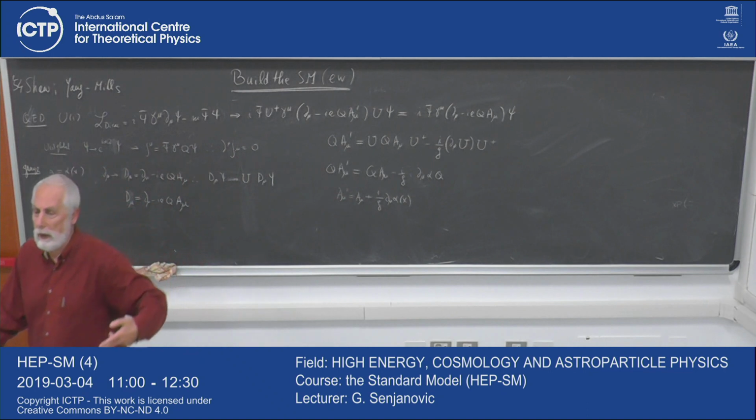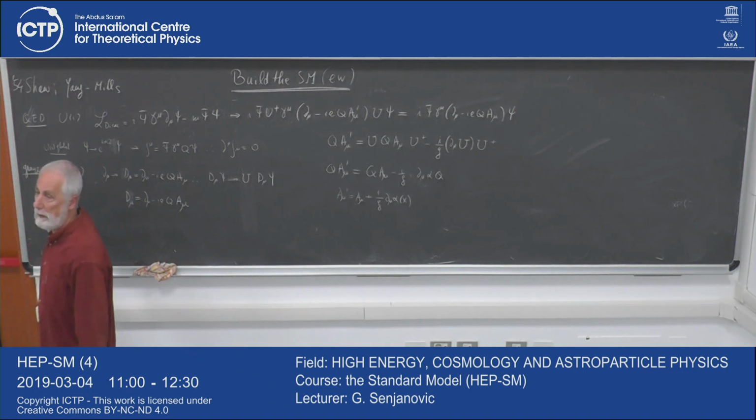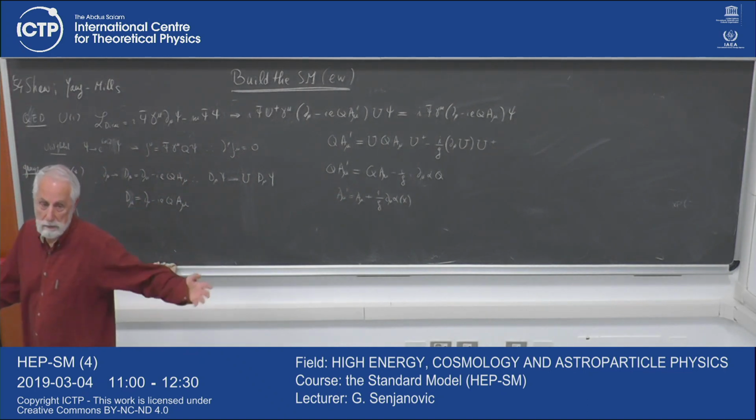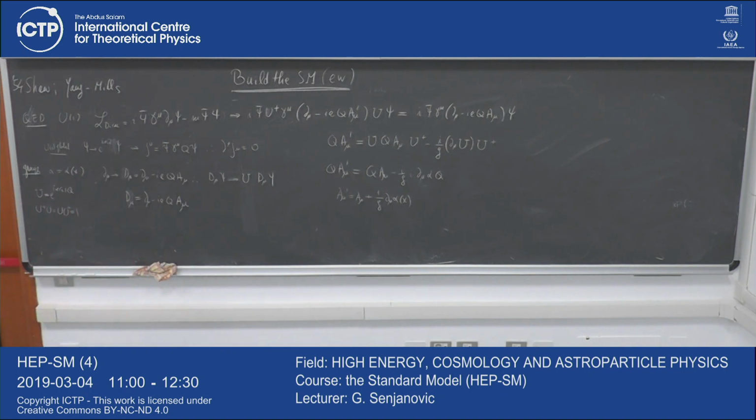Minus i times i is 1, so I will get that a mu prime is a mu plus 1 over g d mu alpha of x. Sometimes you may see a minus sign, even if I write sometimes minus 1. Sometimes I define U with a minus sign here.